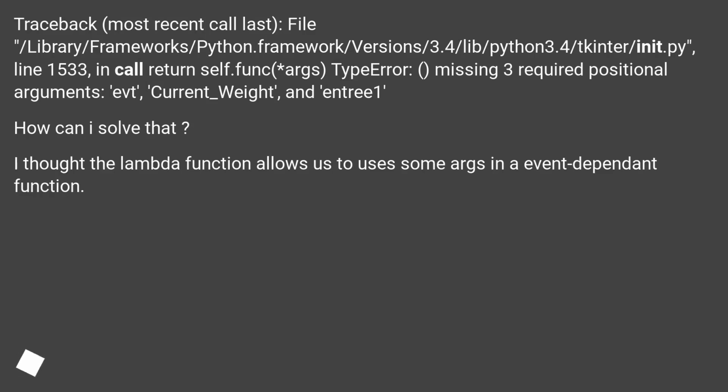Traceback, most recent call last, file, line 1533, in call return self.func args. Type error: missing 3 required positional arguments: ift, current_wait, and entree1. How can I solve that? I thought the lambda function allows us to use some args in an event-dependent function.